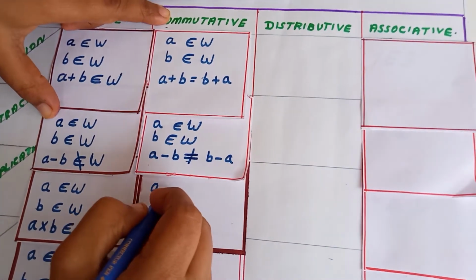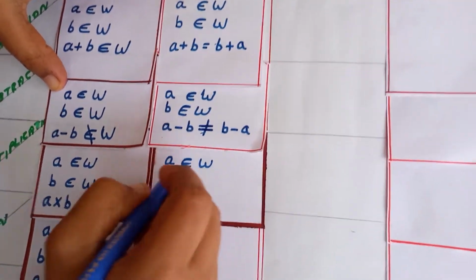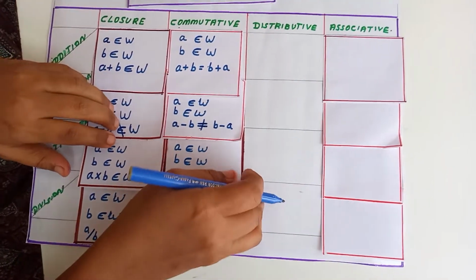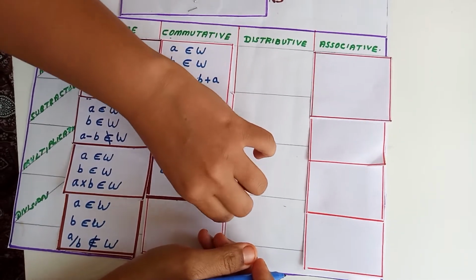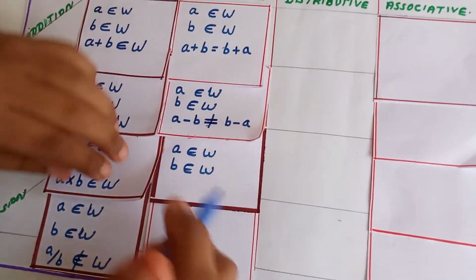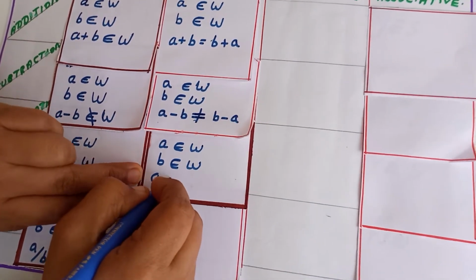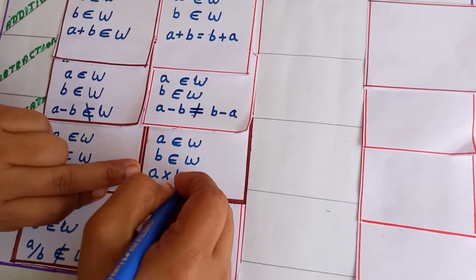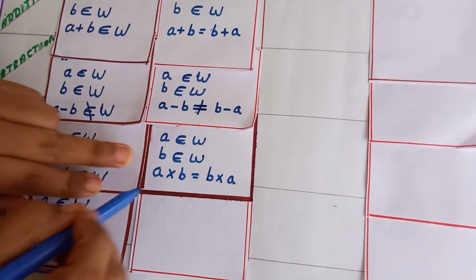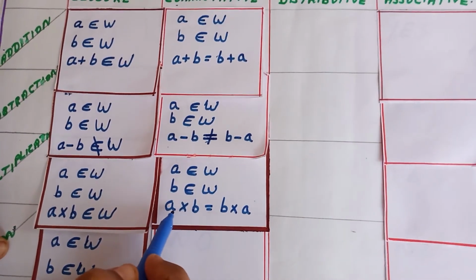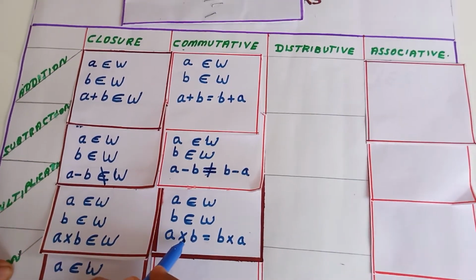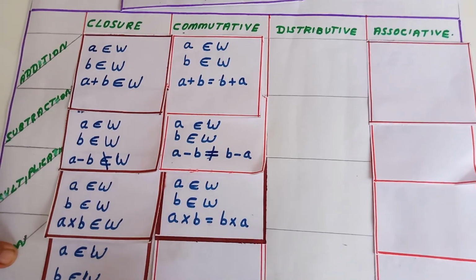Just take two variables. A belongs to W and B belongs to W. See the answer. You remember the answer? Yes or no? Yes is our answer. So A into B equals B into A. Whatever numbers we are taking from the whole number set, A into B will be equal to B into A.